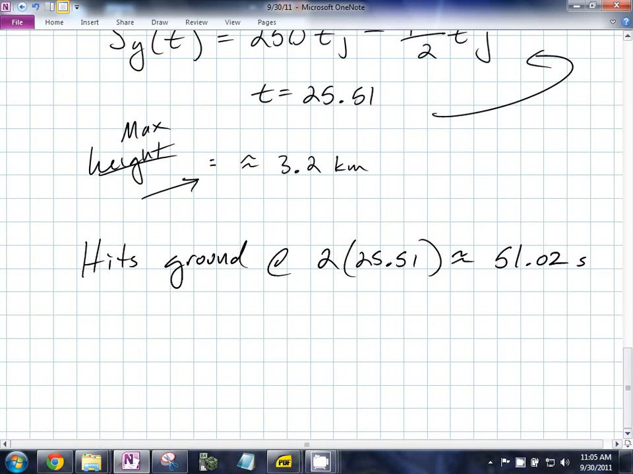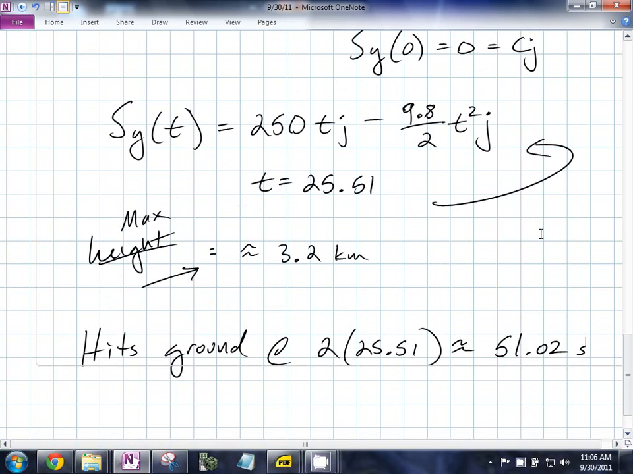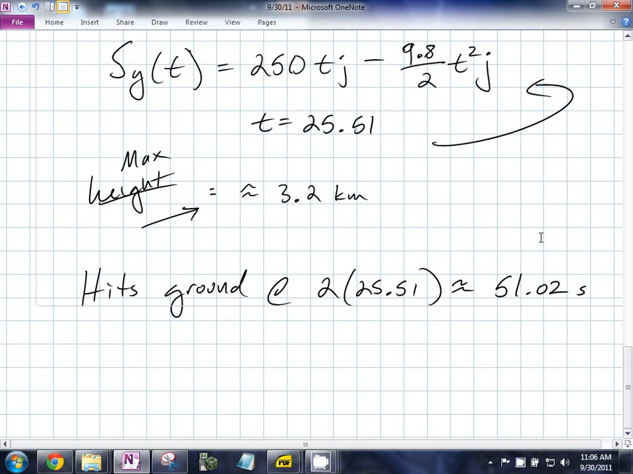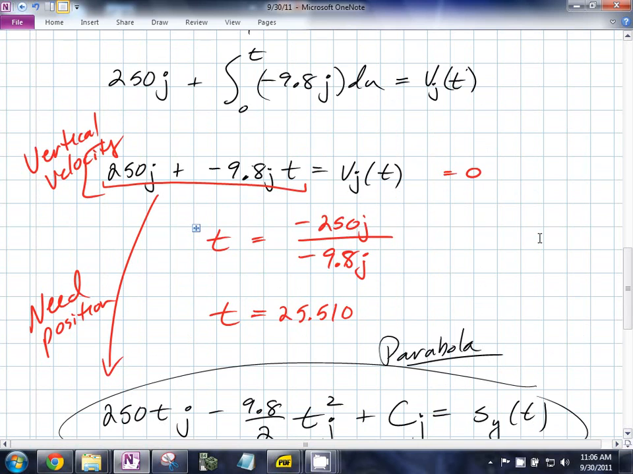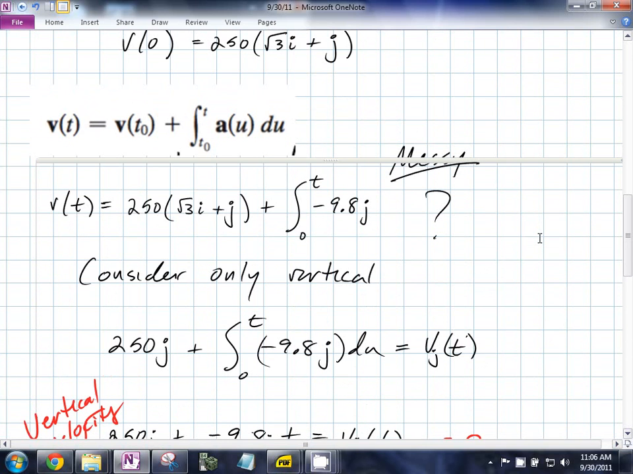Times the x component. Yeah, times the x component. We need to figure that out. Do we have the vertical component? Have we done anything with the horizontal component yet? Yeah, we did at the beginning. So back here, what is the horizontal component going to be? 250 root 3, right? Do you agree? 250 root 3 is our horizontal component.